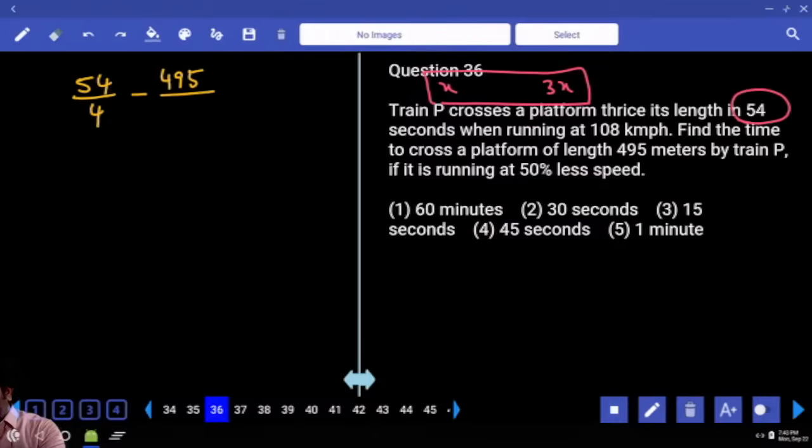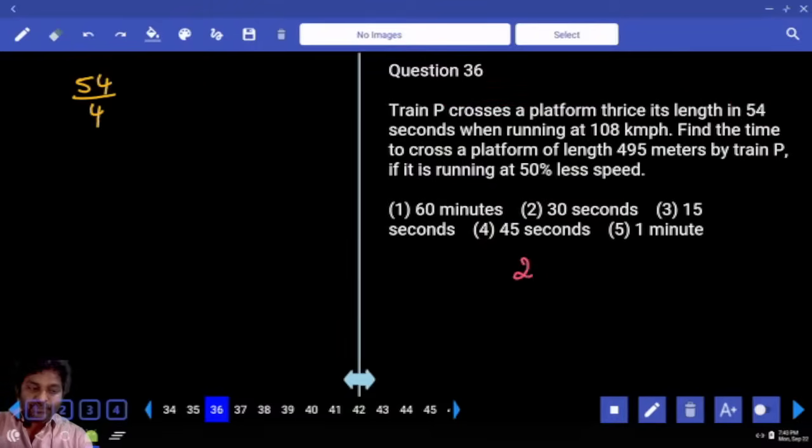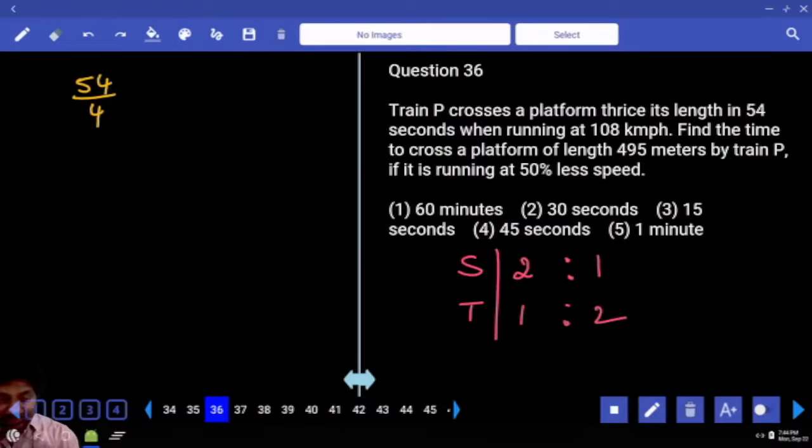Or else what you can do is, now if the original speed is 2, now speed became half of it, which is 1. Are you okay? Then time taken will be 1:2. That means now it will take double the time. Agreed or not? This is to cover train length with original speed or 50% speed. Now with 50% speed, it will take double the time into 2. This is time to cover.